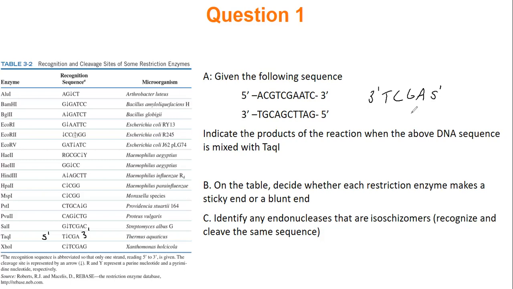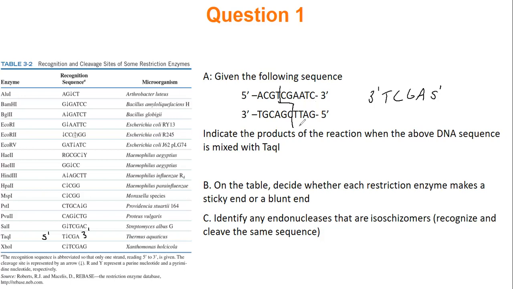And also, a question that I usually get is, do we need to memorize restriction enzyme sequences? No, you do not. If I ask you any question with a restriction enzyme, I will give you a table, or I'll tell you what it cuts. All right, so we are cutting 5' to 3' TCGA between the T and the C. So TCGA right here, then reverse TCGA. So that would be our cut.